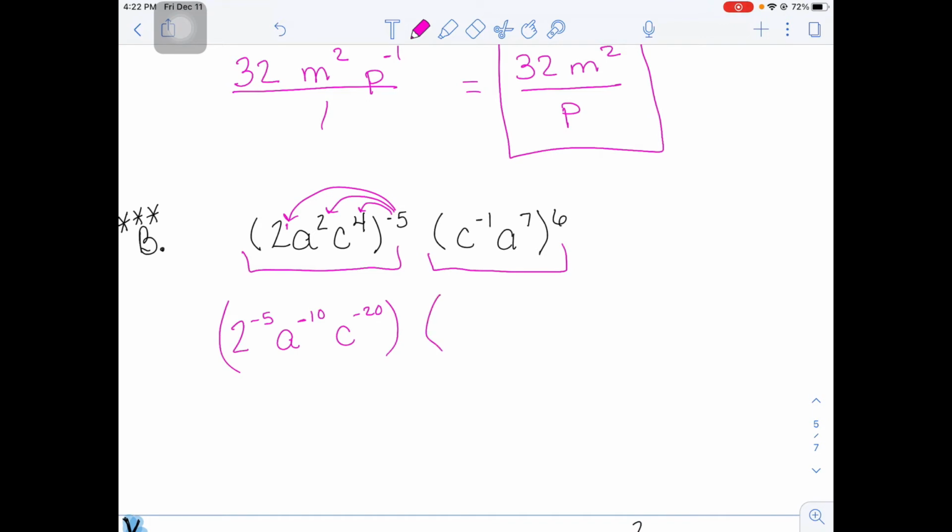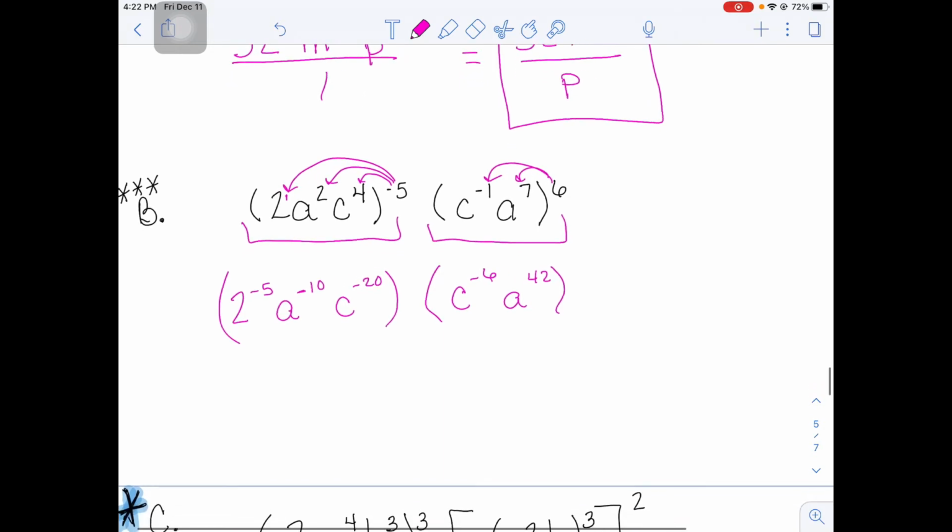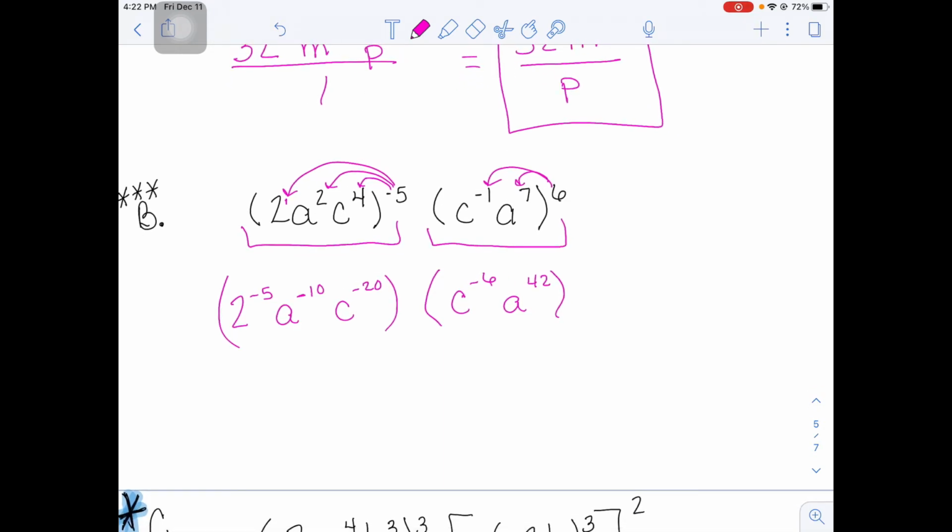Now I'm going to simplify this one. So I have every piece. I have C to the negative 6 and A to the 42. Now I can start looking and see, what do I have? Now I'm not going to simplify this 2 to the negative 5 yet. I'm just going to write them down because I don't see any other numbers over here. So I'm thinking about my numbers, my A and my C and my C and my A. So I'm just going to keep him as a negative 5 for now.